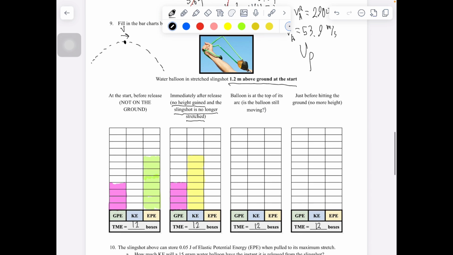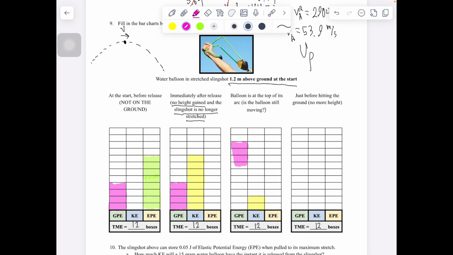So it is moving. At the top of the arc, again, slingshot no longer stretched, no elastic potential energy, but our height has increased, so we should have more GPE. But it's not entirely going to be GPE because, like we said, we're still moving. So let's say we have a little bit of kinetic energy. Maybe we have 2 bars of kinetic energy, some amount of kinetic at the top. Then our total is still 12. So that means we need 10 boxes of gravitational potential energy.